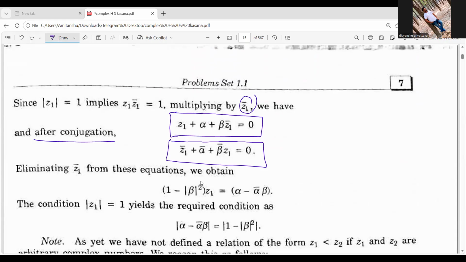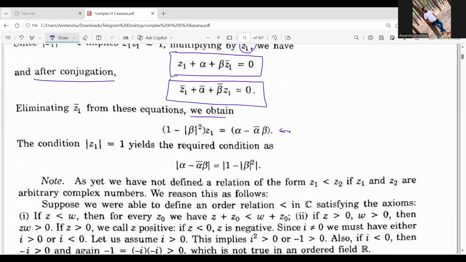So eliminating z1 bar from these equations, you obtain 1 minus modulus beta square times z1 equal to alpha minus alpha bar beta. So the condition that modulus z1 is equal to 1 gives the required condition: modulus of alpha minus alpha bar beta is equal to 1 minus modulus beta square.